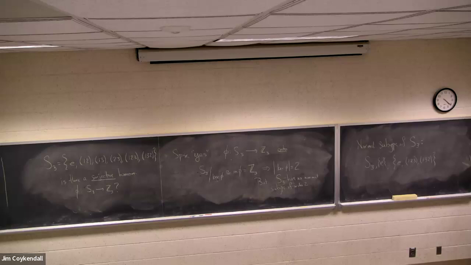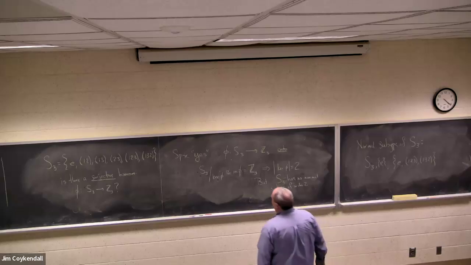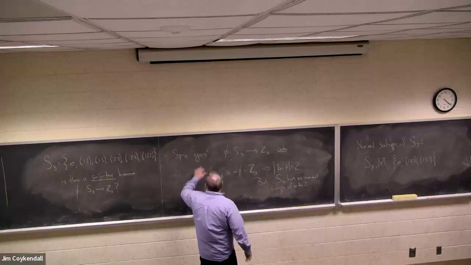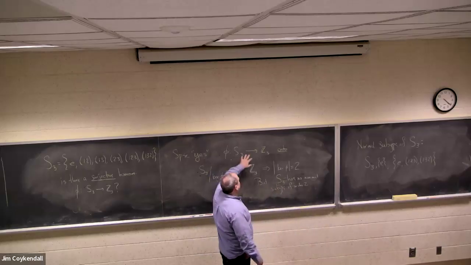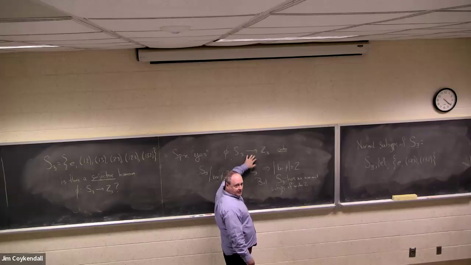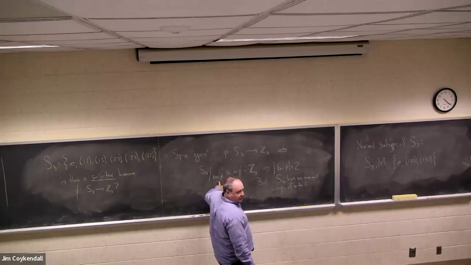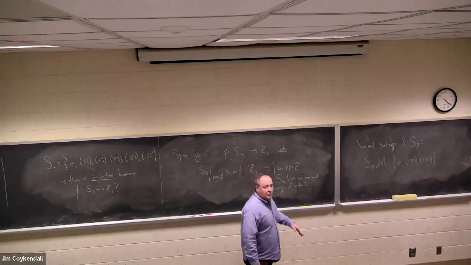Oh, if you were actually writing this up yourself, what I would do as quickly as possible is I would say, suppose yes, so there's an onto homomorphism. Then I'd say, but the first isomorphism theorem means this. And then I would say something about no normal subgroups.